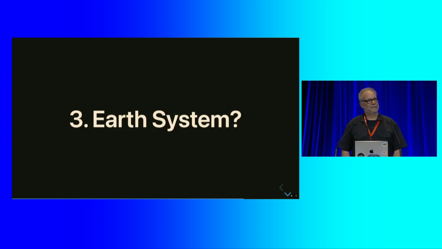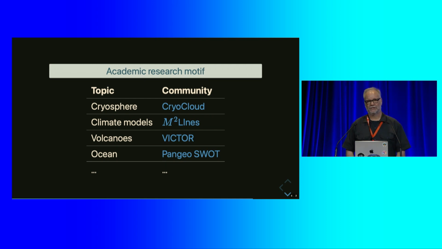So CryoCloud is an example of a community focused on glaciers, using data and trying to understand the melt of glaciers caused by climate change and caused by seasonal variation. But it's a bit of a motif. There are several communities that have this kind of academic research community pattern. The Cryosphere folks have formed CryoCloud.